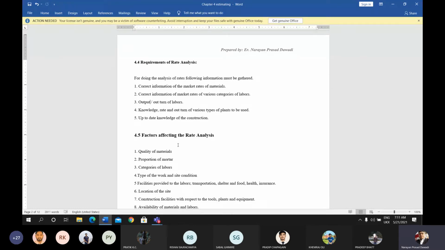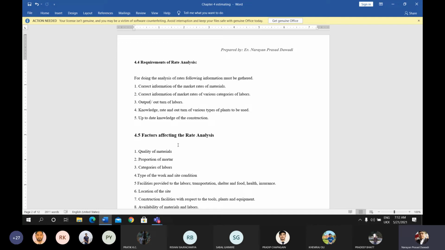Similarly, output, outturn of labor, outturn of tools, plants and equipment is known from the government norms. We must have the district rate and the government norms for preparing the rate analysis.